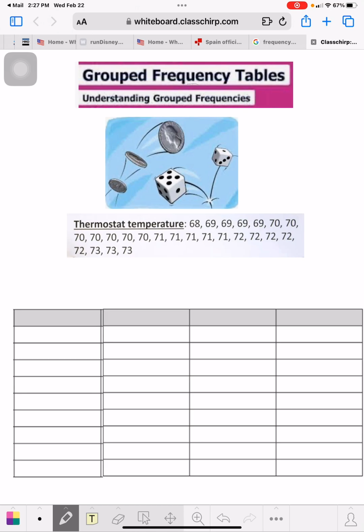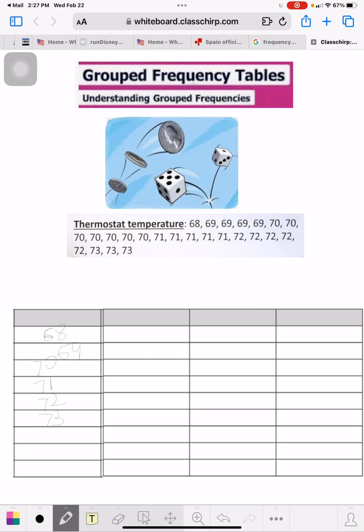So 68 is one of them. 68, 68, 69, 70, 71, 71, 72, and 73. I'm going to give this a regular tip. It's not showing as bright.